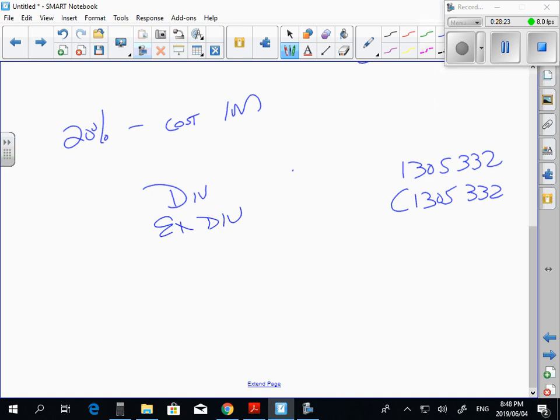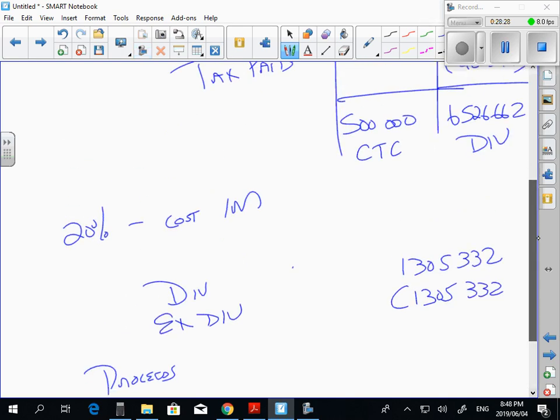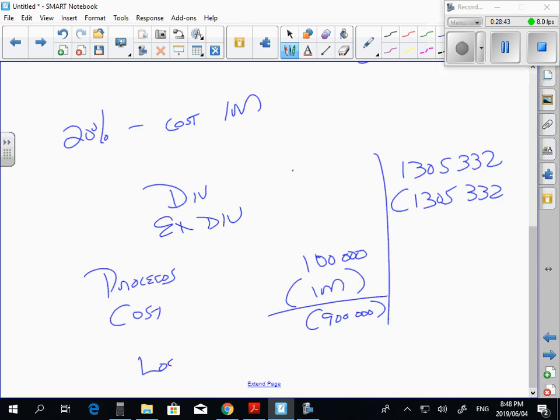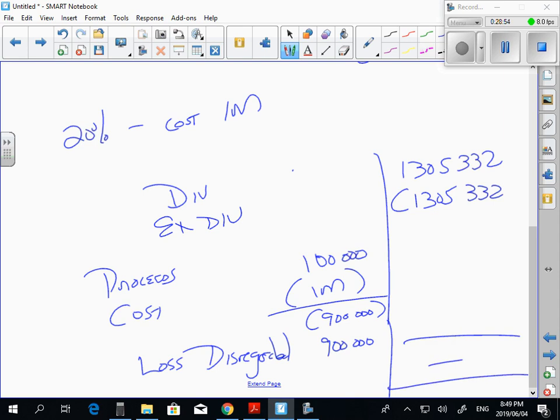1,305,332, and then you're going to have proceeds on disposal would be 100,000. Why 100? 500,000 times 20%. Cost 1 million. Loss 900,000. Loss disregarded 900,000 because my dividends are bigger. My taxable income will be 0.